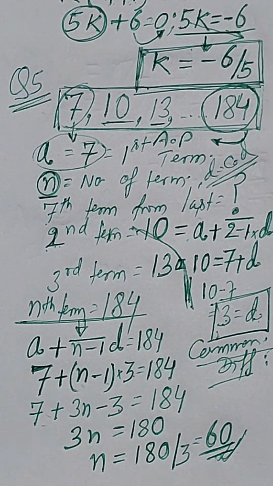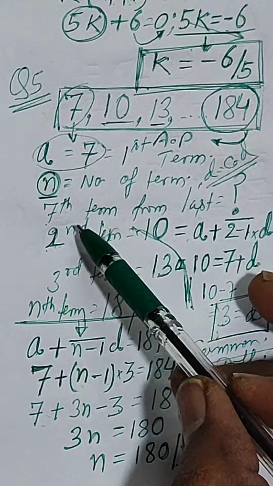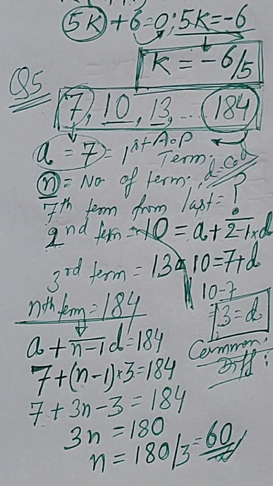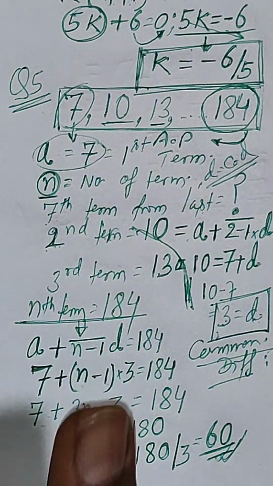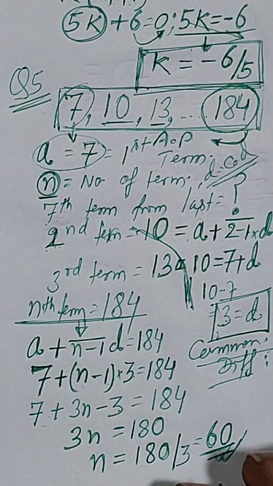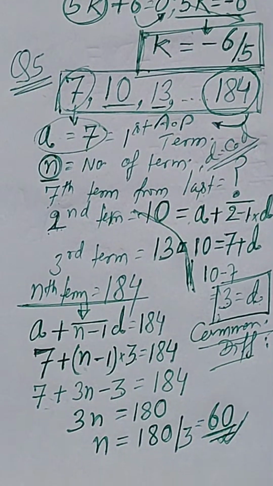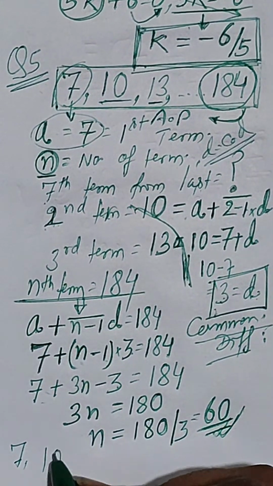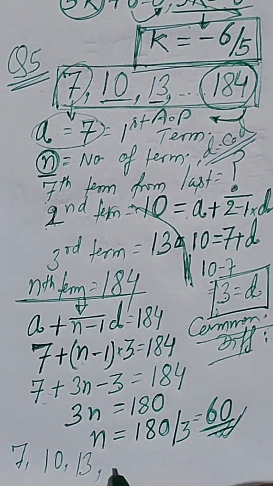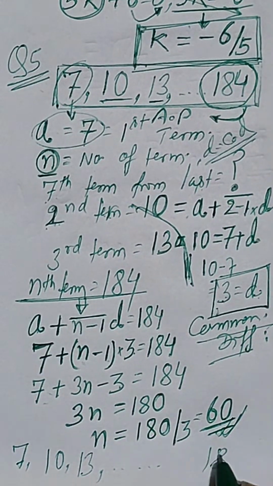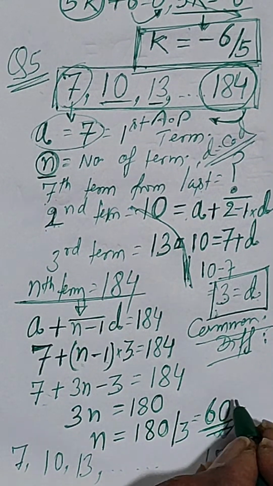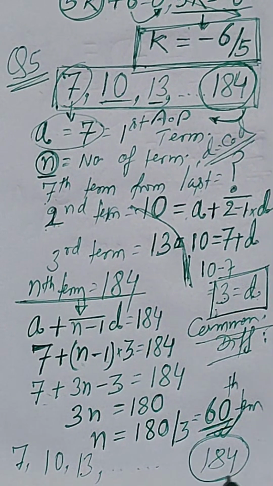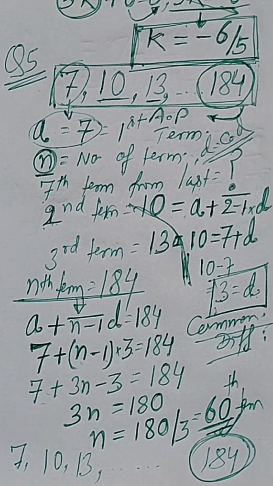If there are a total of 60 terms, then what will be the 7th term from the last? This is the question for us. n equal to 60, your answer is also right, Rambhakt. So n equal to 60 shows that there are 60 terms of this AP, starting from 7, 10, 13, and so on up to 184. So 184 is the 60th term.